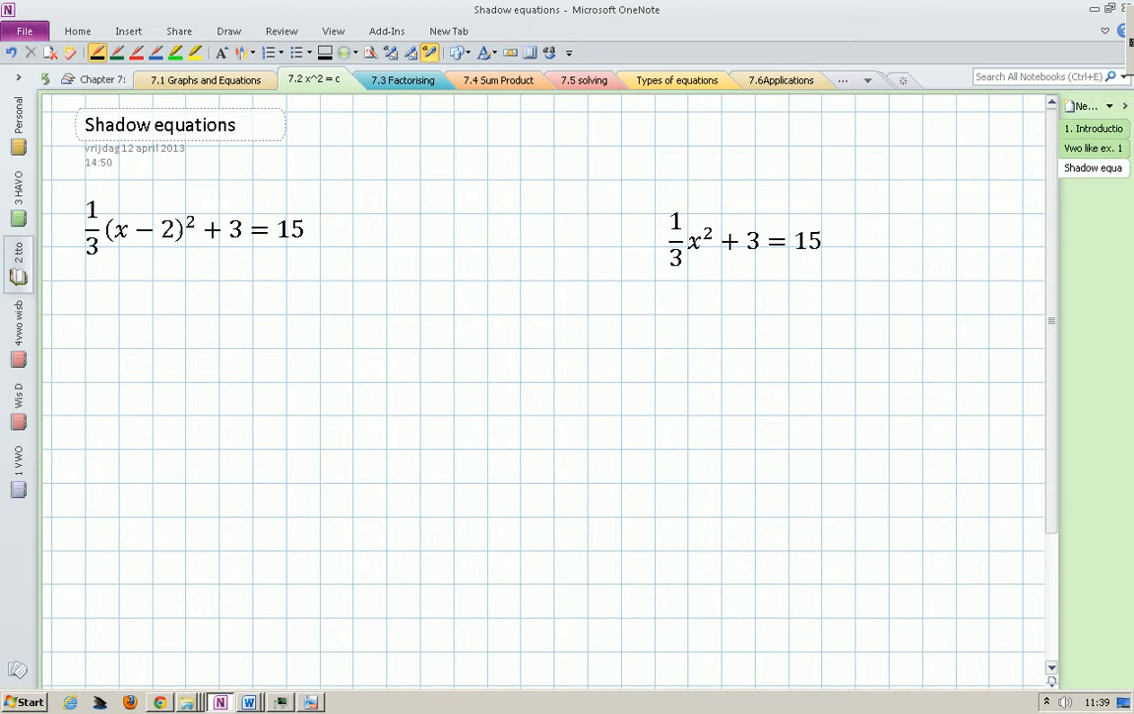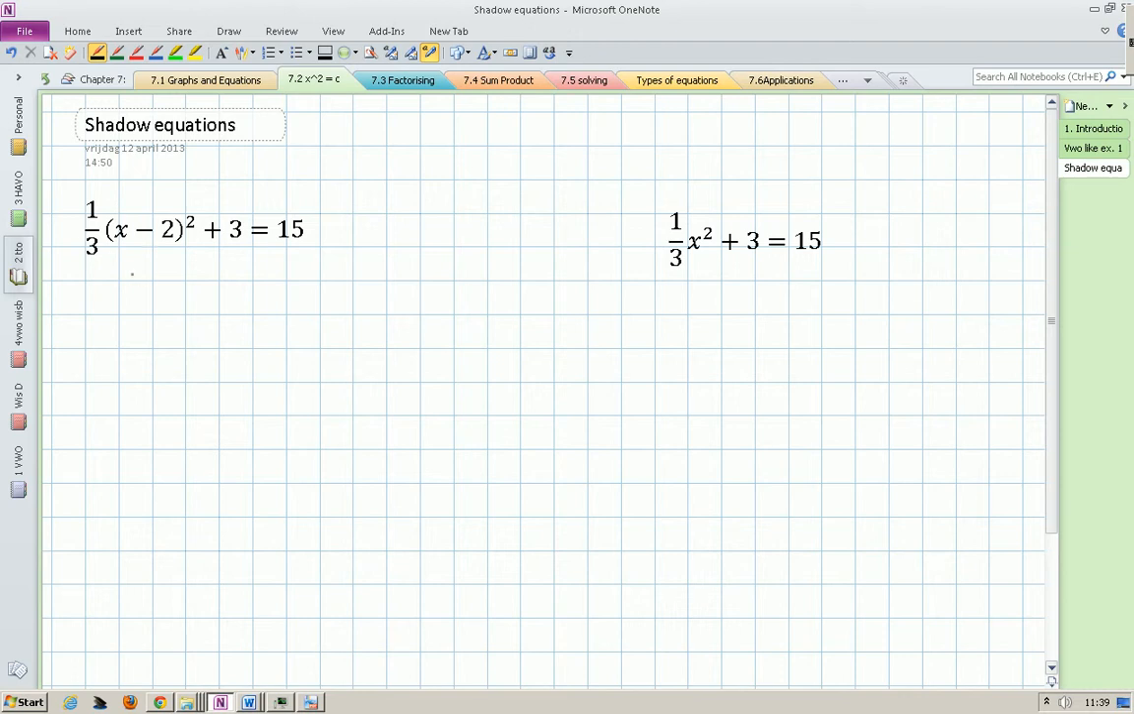If we look at the equation on the left-hand side, I guess we'll call it type 1b, and this will become type 1a, and this is then type 1b. They look quite similar. There's multiplication of a third, there's adding the 3, and they're both equal to 15, except before squaring the x, here we're subtracting 2.